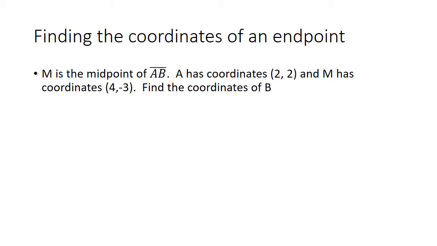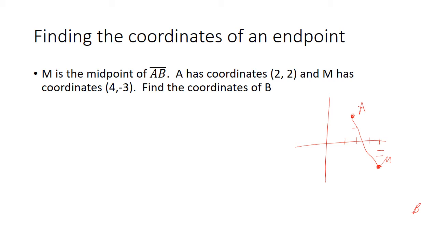You can also use the midpoint formula to find the coordinates of an endpoint. If you have one endpoint and a midpoint, then you can use the midpoint formula to find the other one. So what we have here, if we were to graph this out, is A at 2, 2, and we have M at 4, -3. So this is just half of it, right? Here's M and here's A, so B is somewhere down here. We're going to find the coordinates of B.